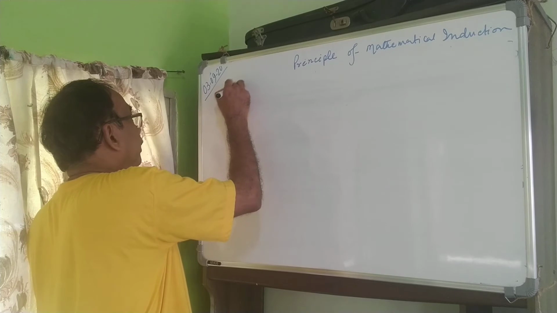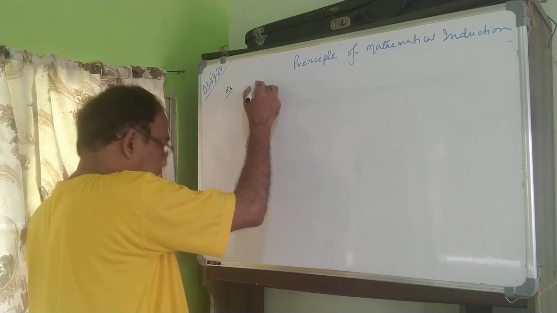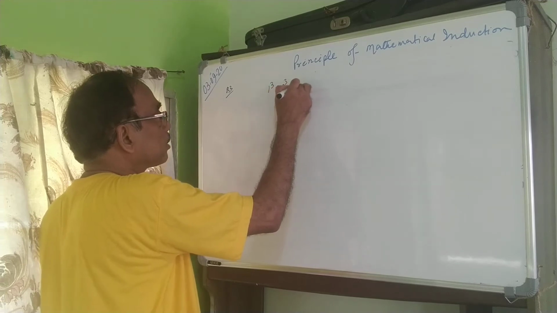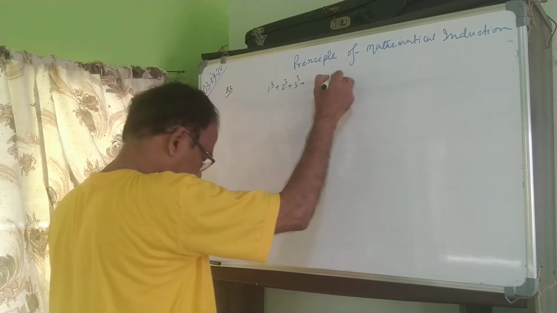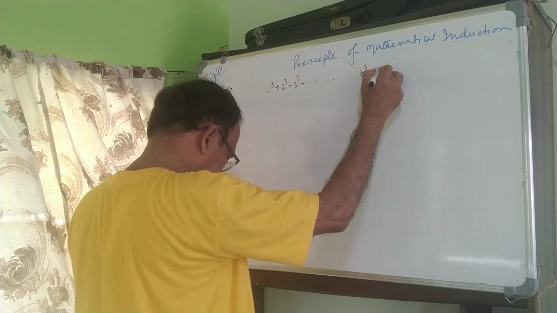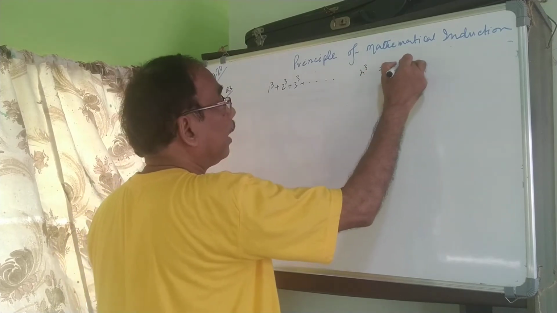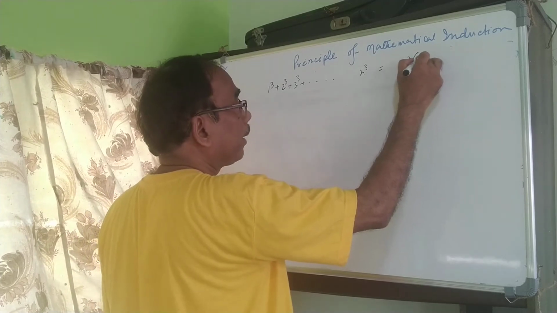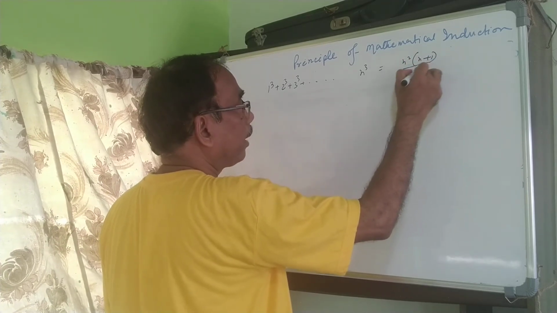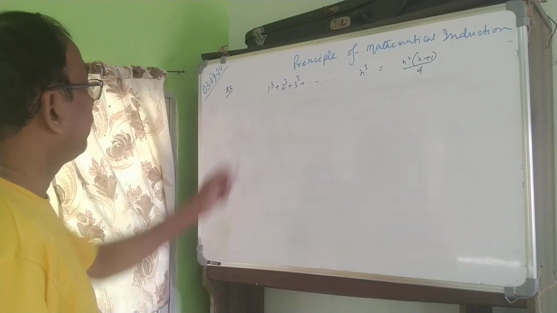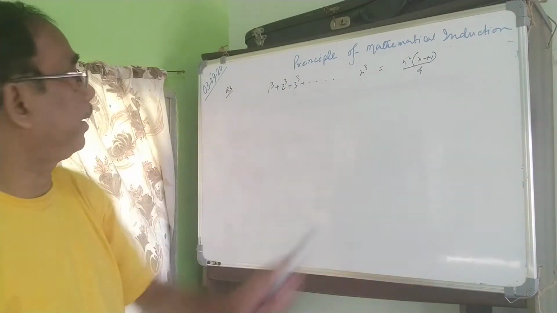Question number 3. Let the statement be 1 to the power 3 plus 2 to the power 3 plus 3 to the power 3 plus dot dot dot plus n to the power 3 equals n square (n plus 1) whole square by 4. We have to prove this statement by mathematical induction.